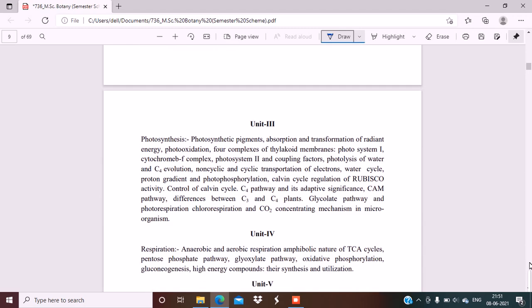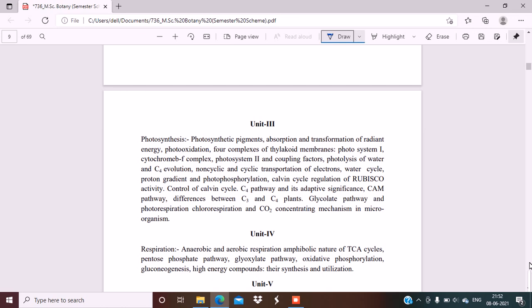Now the next topic is photosynthesis: photosynthetic pigments, absorption and transformation of radiant energy, photooxidation, 4 complexes of thylakoid membranes, photosystem 1, cytochrome b6f complex, photosystem 2 and coupling factors, photolysis of water and C4 evolution, non-cyclic and cyclic transport of electrons, water cycle, proton gradient, photophosphorylation, Calvin cycle, regulation of Rubisco activity, control of Calvin cycle, C4 pathway and its adaptive significance, CAM pathway, differences between C3 and C4 plants, glycolate pathway and photorespiration, chlororespiration, and CO2 concentrating mechanism in microorganisms.